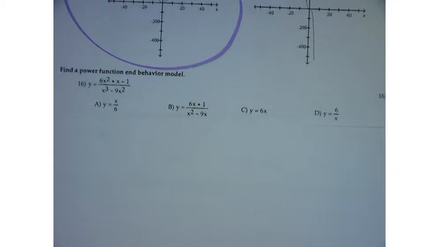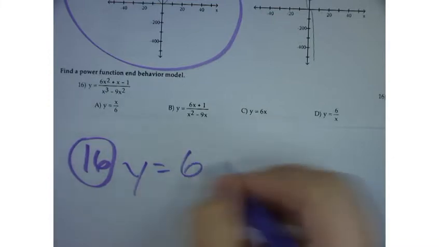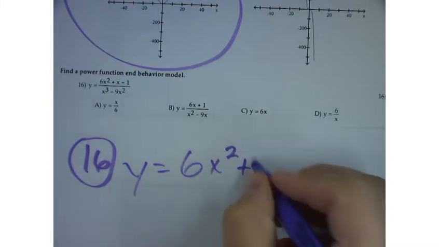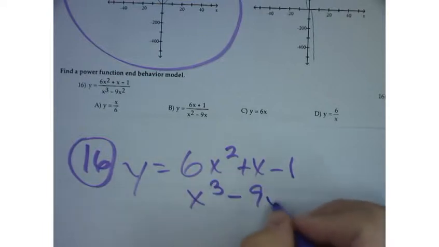16. 16 is just like 15. I'm going to say y is equal to 6x squared plus x minus 1, then we have x cubed minus 9x squared.